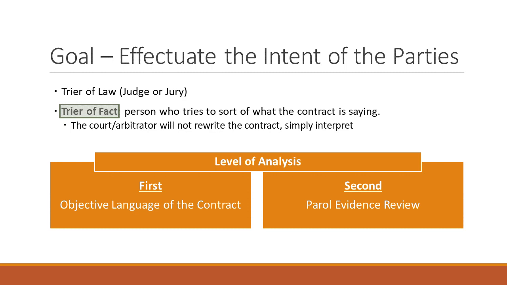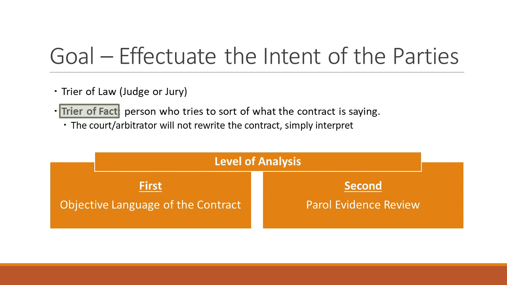The first coming out of that is the trier of fact. When you go to court, when you go to an arbitration, there's what's called a trier of fact and the trier of law. The trier of law is always going to be the judge or the arbiter. The trier of fact is going to be a jury if you have a jury trial. But if it's a bench trial, which is the judge only, they also will be the trier of fact. And the trier of fact is the person who takes the facts and tries to sort out what they mean. What are really the facts? What does this language really mean?